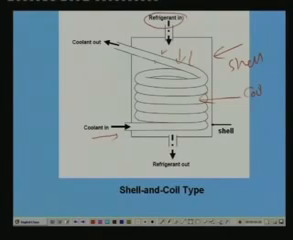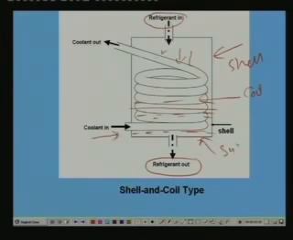As it comes in contact with the coil, it rejects heat to the coolant and it condenses, and the condensate drains out. You will find that the condensate gets collected at the bottom, okay, and finally it drains out from the bottom. Okay, since the coolant is entering at the bottom, there is a possibility of having some subcooling, because the coldest part of the coolant comes in contact with the refrigerant that is leaving the shell. So you can have some amount of subcooling, okay, which will improve the performance.